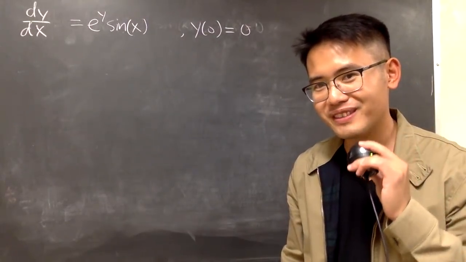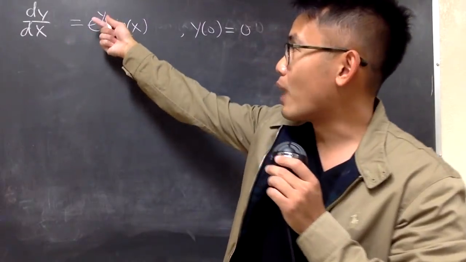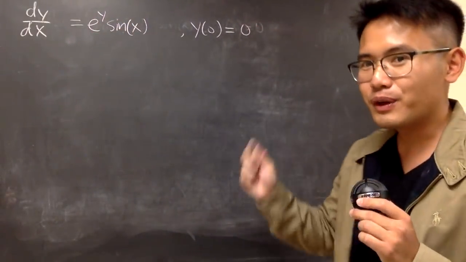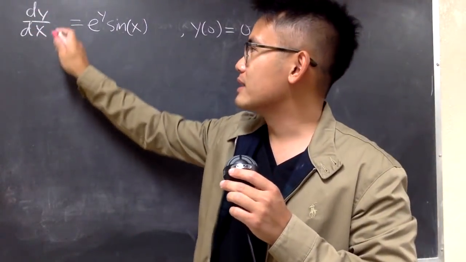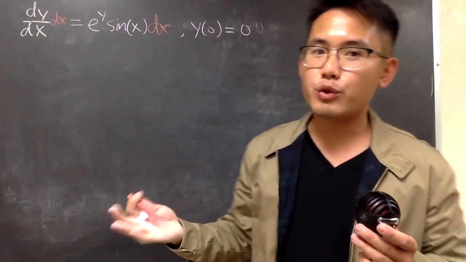Okay, we are going to solve this initial value problem. We have dy/dx is equal to e to the y times sine x, and then y of 0 is equal to 0. So let's focus on getting the general solution first. Well, we have dy/dx like this, so let's multiply dx on both sides, and that's my recommendation.